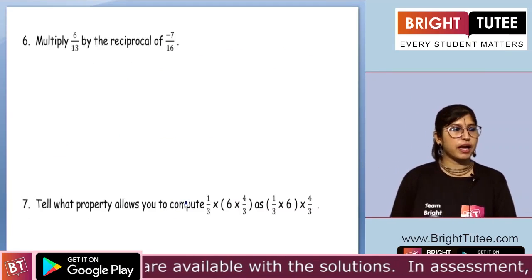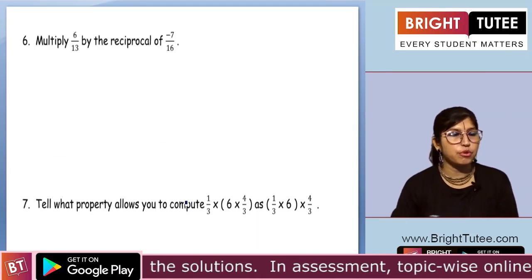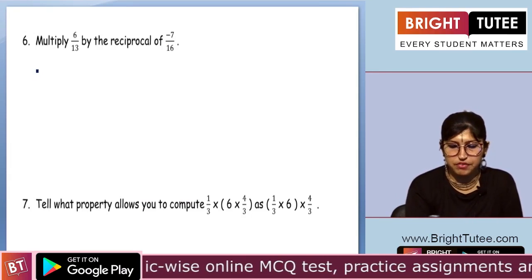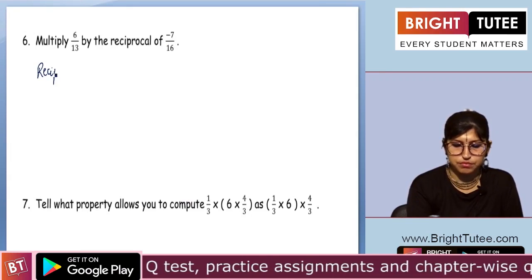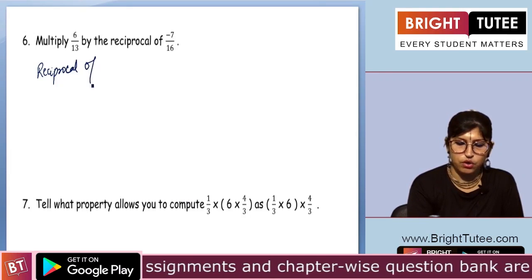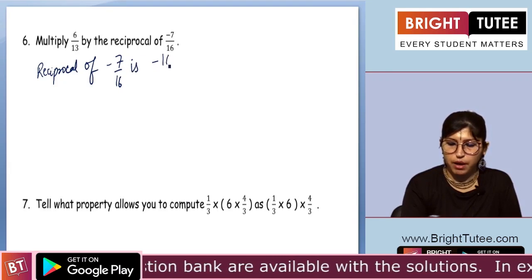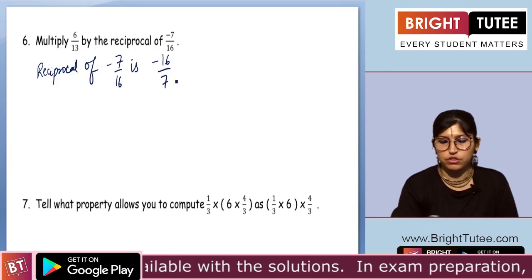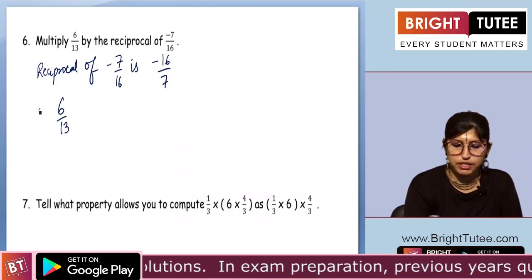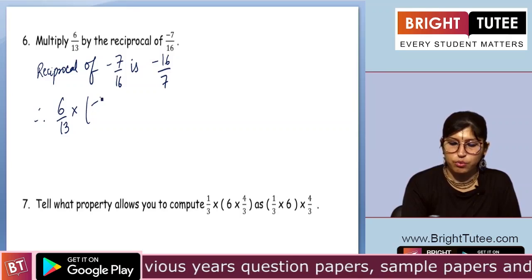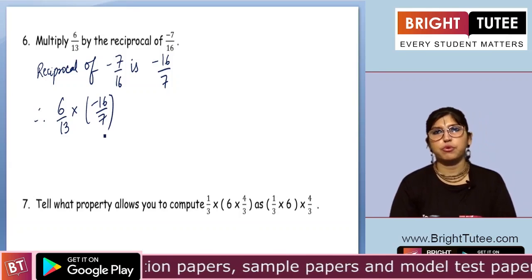Now we need to multiply 6 by 13 by the reciprocal of minus 7 by 16. So we'll be writing, the very first thing, that the reciprocal of minus 7 by 16 is minus 16 by 7. So what do we need to do? We need to multiply 6 by 13 with the reciprocal of it.